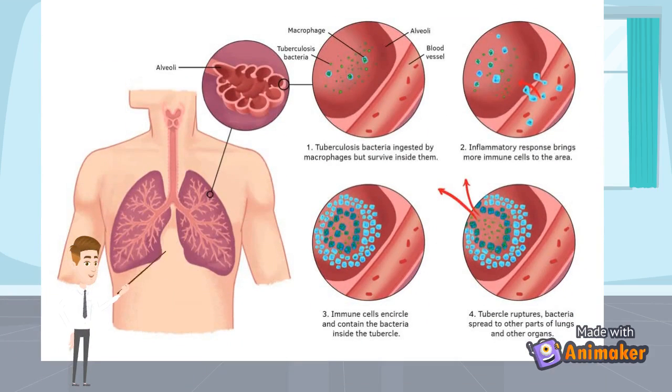For a clearer version of the pathogenesis of TB bacteria in our lungs, we can have a look at this picture. The first step is that the tuberculosis bacteria are ingested by macrophages but survive inside them. After that, the inflammatory response will bring more immune cells to the area, and the immune cells will encircle and contain the bacteria inside the tubercle. However, the tubercle will rupture and the bacteria will spread to other parts of the lungs and other organs and multiply.